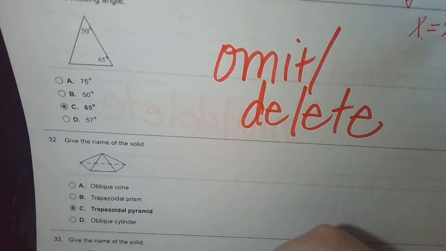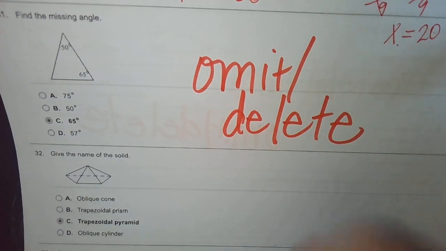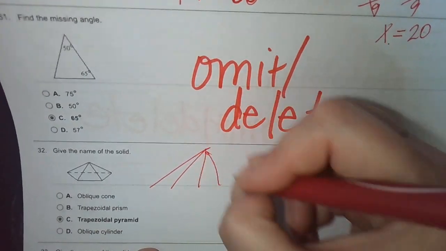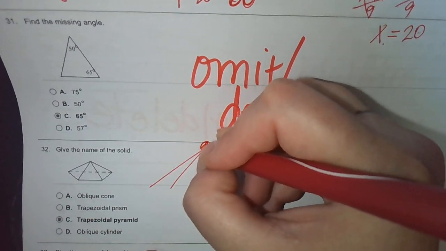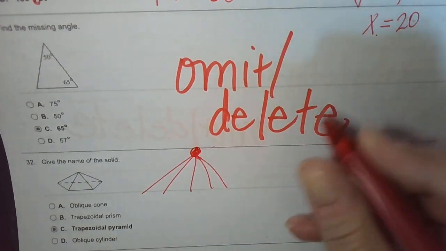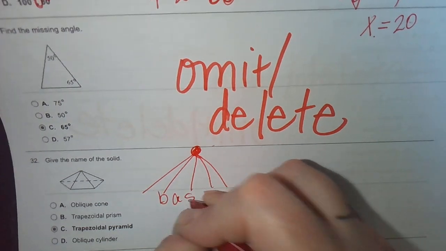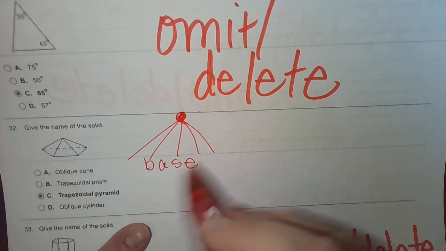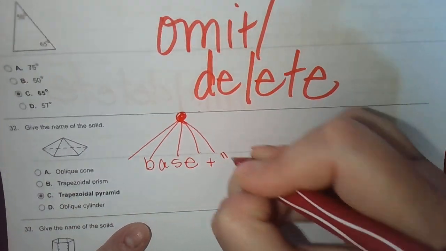All right, let's look at number 32. It says, give the name of the solid. Okay, first, if your picture comes out up to a point, then you describe whatever its base is, and then you say the word pyramid.